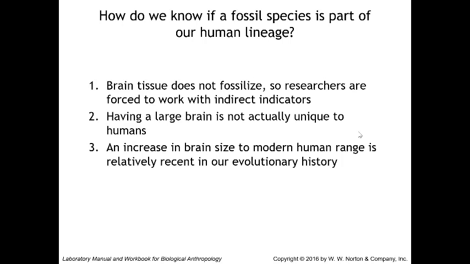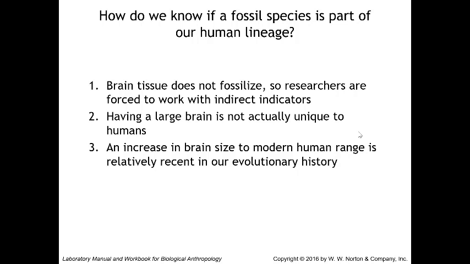So one of the first reasons is that brain tissue does not fossilize. So researchers are forced to work with indirect indicators. So we have a difficulty determining the exact size of the brain. And what we do is we work instead with measurements of a fossil species' cranial capacity, so the amount of space in the cranium that exists to allow for a brain. So what is that capacity in there? And this is what we use to estimate brain size.